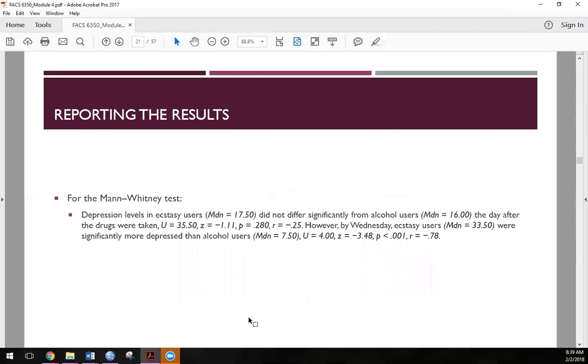And so for those of you that might struggle a little bit writing a results section, this is what results look like. So what this is saying is that the depression level in an ecstasy user, the median score was 17.5, did not differ from alcohol users, and that median score was 16, or significantly differ. So there were differences, but not statistically significant differences. And then you can see here how the text looks when you have to report your analysis.